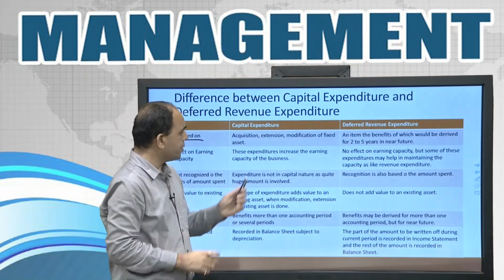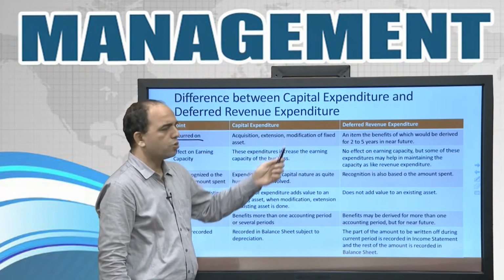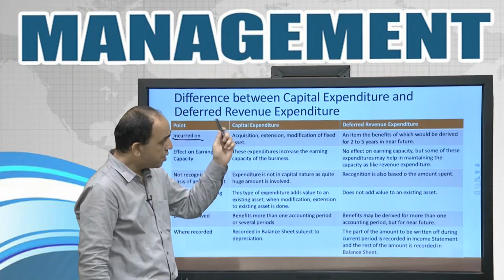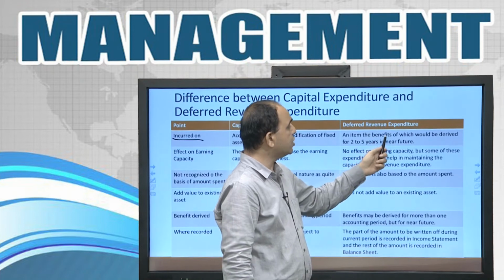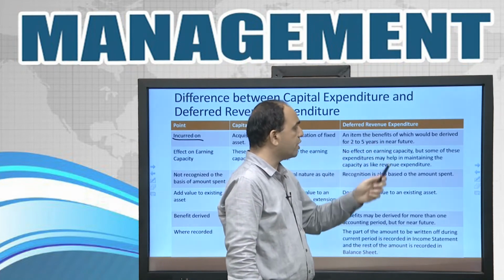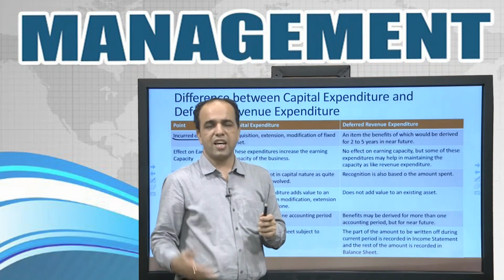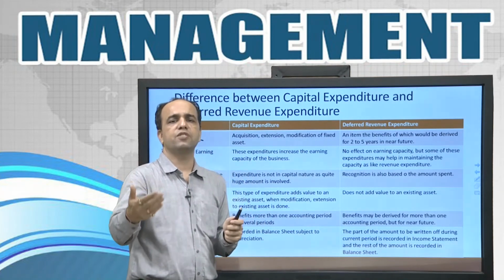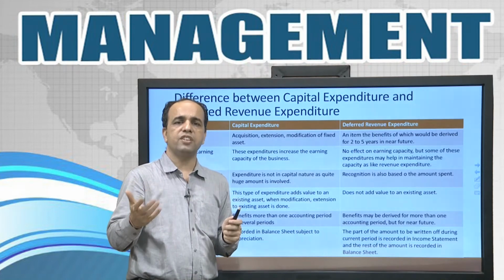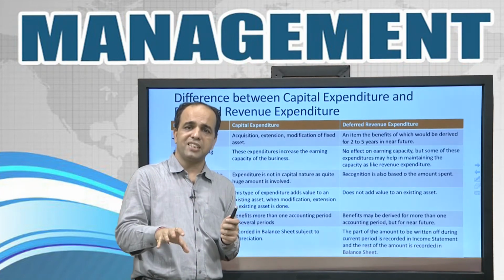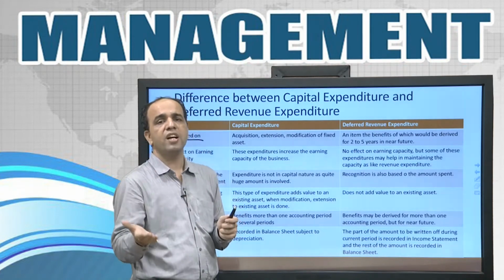Under capital expenditure, acquisition, extension, modification, what I have just explained. But under deferred revenue expenditure, it is an item the benefits of which would be derived for 2 to 5 years in the near future. As I said, if I have paid advertisement expense for 5 years, right, and I will get benefit for 5 years, I have paid this year, payable this year, but benefits will be for the next 5 years.